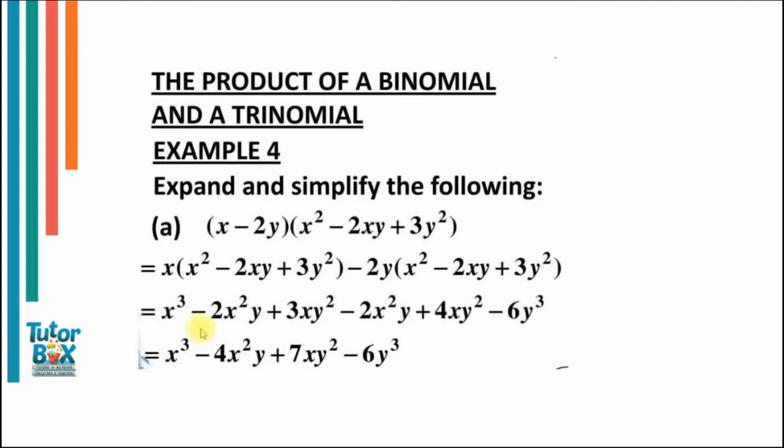Okay, so now we just have to simplify that further. So this will be equal to x cubed, right? This minus 2x squared y and minus 2x squared y will give us minus 4x squared y, and then the plus 3xy squared with the plus 4xy squared will give us plus 7xy squared, and then lastly we have minus 6y cubed, right?